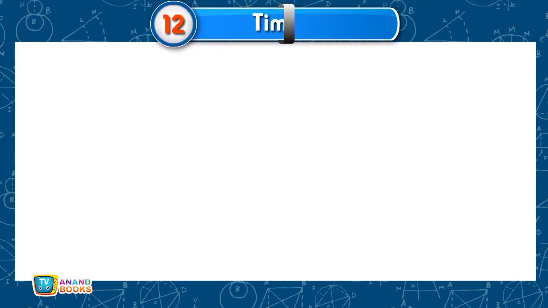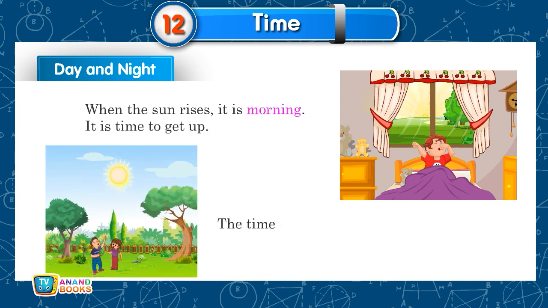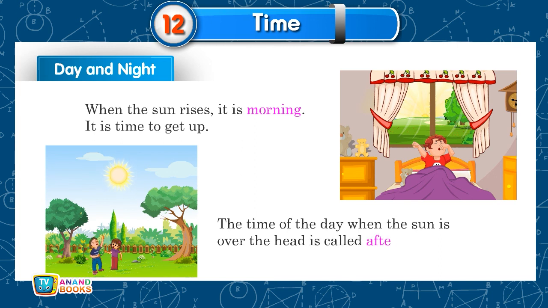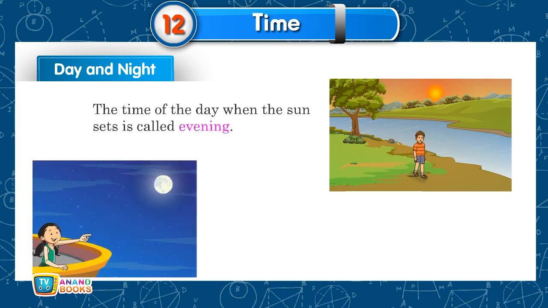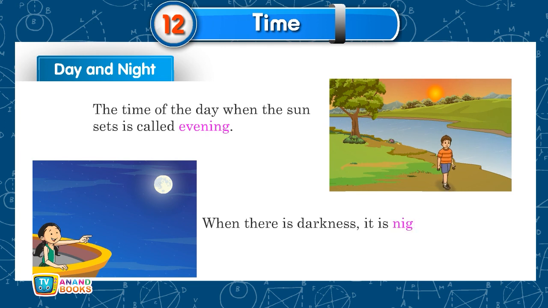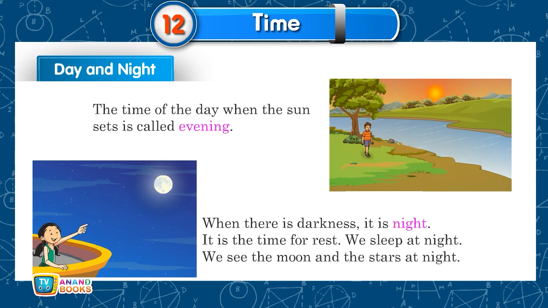Chapter 12. Time. Day and night. When the sun rises, it is morning. It is time to get up. The time of the day when the sun is over the head is called afternoon. The time of the day when the sun sets is called evening. When there is darkness, it is night. It is the time for rest. We sleep at night. We see the moon and stars at night.